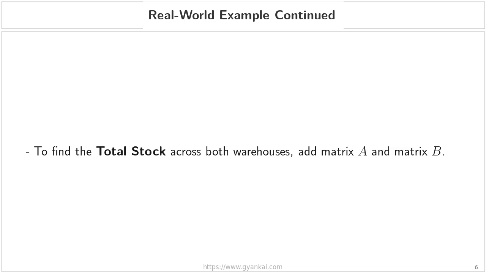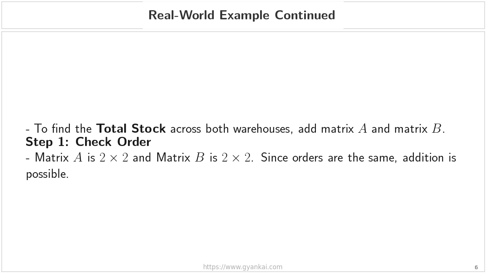Real-world example continued. Now that we have established the stock levels for both warehouses in the previous slide, let us determine the total stock across both locations. To achieve this, we will add Matrix A and Matrix B. First, we must perform step 1, which is to check the order of the matrices. As we discussed in the fundamental conditions, addition is only possible if the dimensions match. Here, Matrix A is a 2x2 matrix and Matrix B is also a 2x2 matrix. Since their orders are identical, we can proceed with the addition.